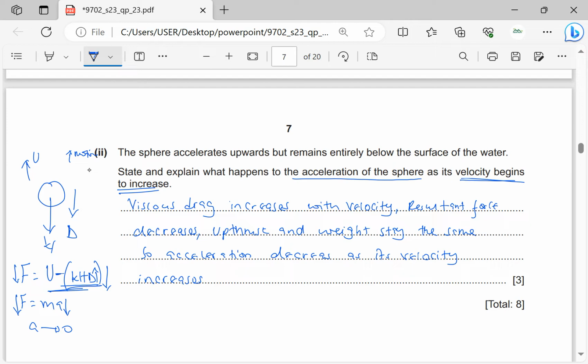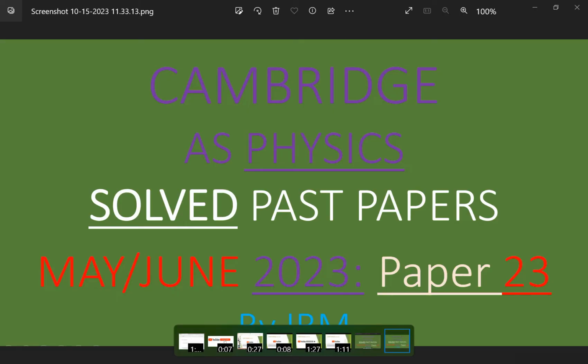So the acceleration will be tending to zero as velocity increases until a point where the velocity remains constant and the acceleration will be zero. That will be called terminal velocity.